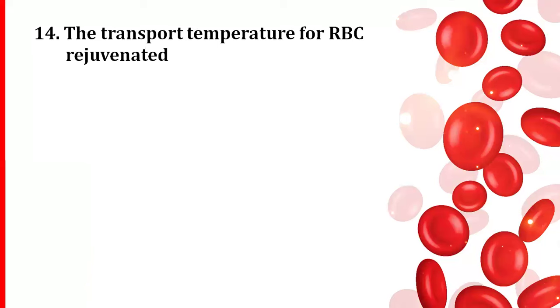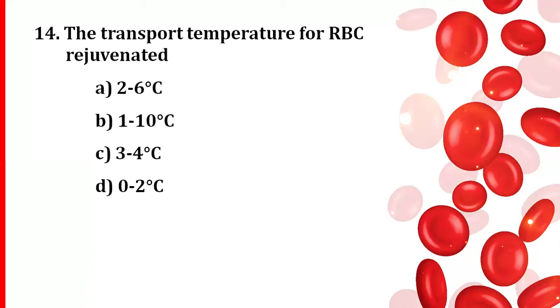Next question. The transport temperature for RBC rejuvenated. Option A, 2 to 6 degrees centigrade. Option B, 1 to 10 degrees centigrade. Option C, 3 to 4 degrees centigrade. Option D, 0 to 2 degrees centigrade. So here the right answer is option B, 1 to 10 degrees centigrade. For transportation of RBC, we should maintain the temperature under 10 degrees centigrade, that is between 1 to 10 degrees centigrade.